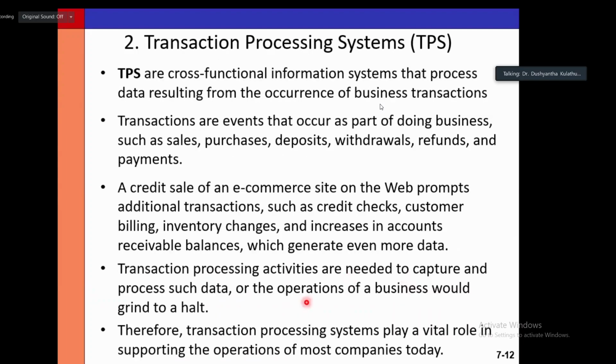I think I forgot to ask whether you have any questions here. Do you have any questions regarding transaction processing systems before moving to the next one?